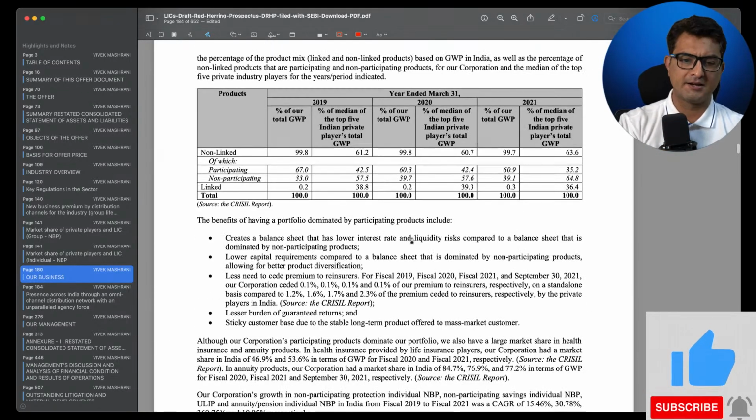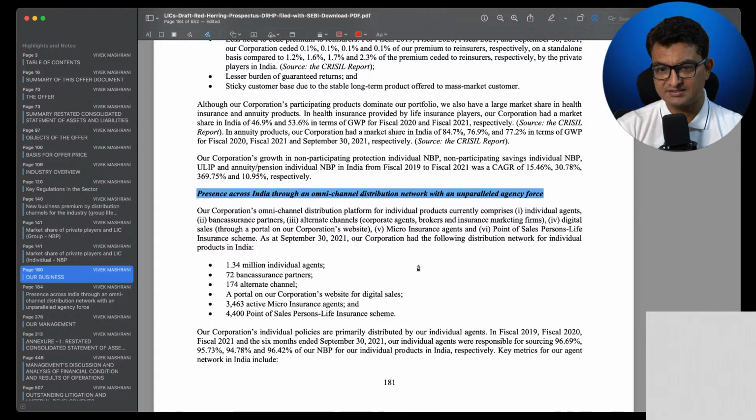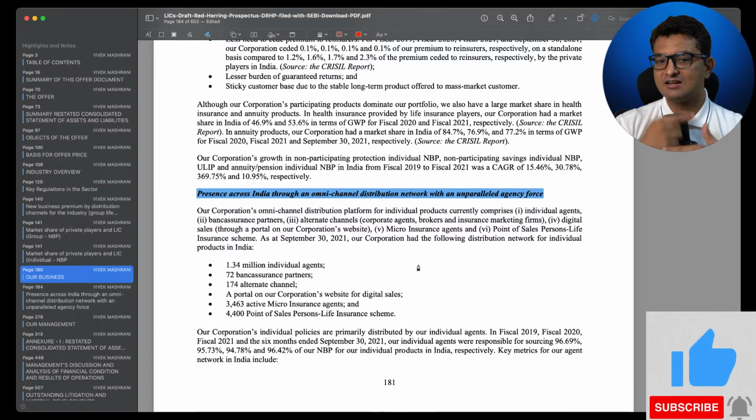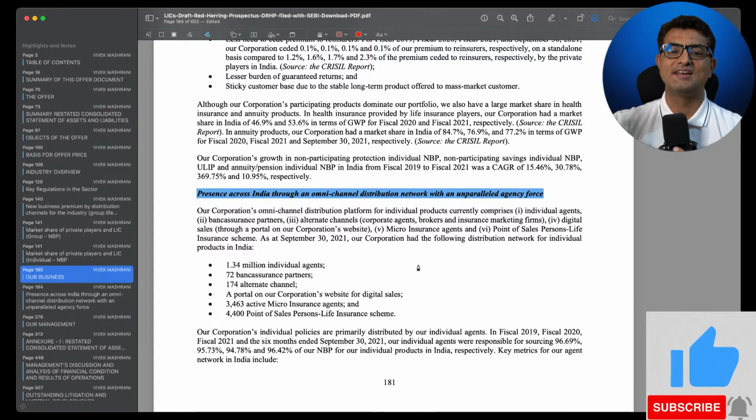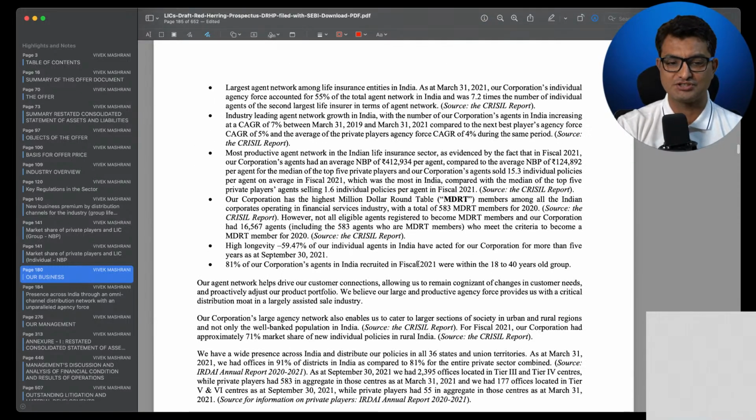You can go through it later, and different other points they have mentioned. Again, as I was mentioning, they have the highest number of individual agents, like 1.34 million. So this is their strength. And then you can again see whether this strength is increasing or decreasing. That is the key to analyze any company. If it is on an improving trend, then great. If it is not, then you need to be cautious about it.